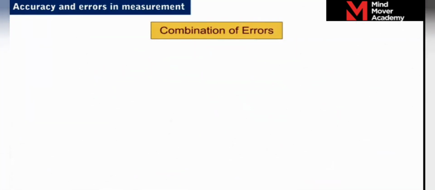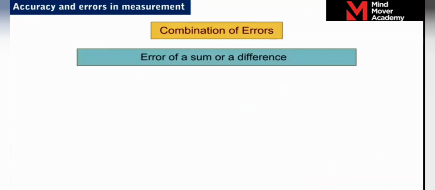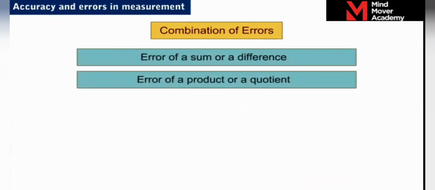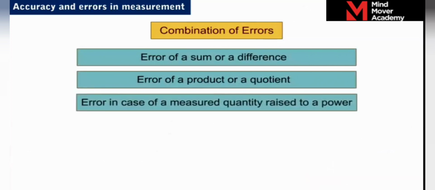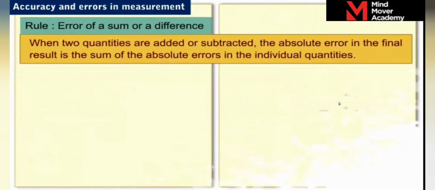Some common combination errors are errors of a sum or a difference, error of a product or a quotient, or error in case of a measured quantity raised to a power. When two quantities are added or subtracted, the absolute error in the final result is the sum of the absolute errors in the individual quantities.